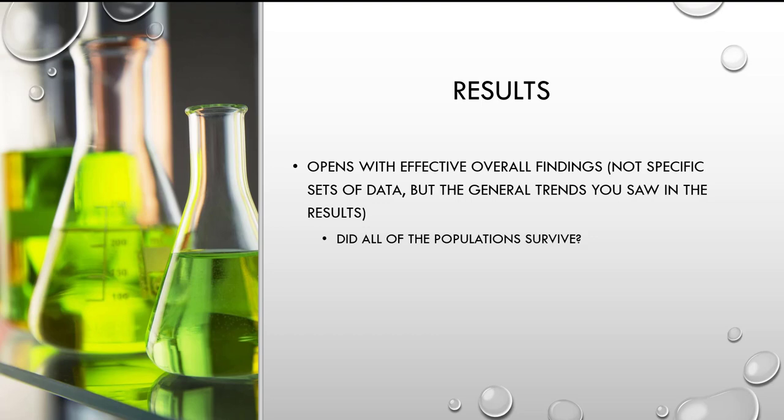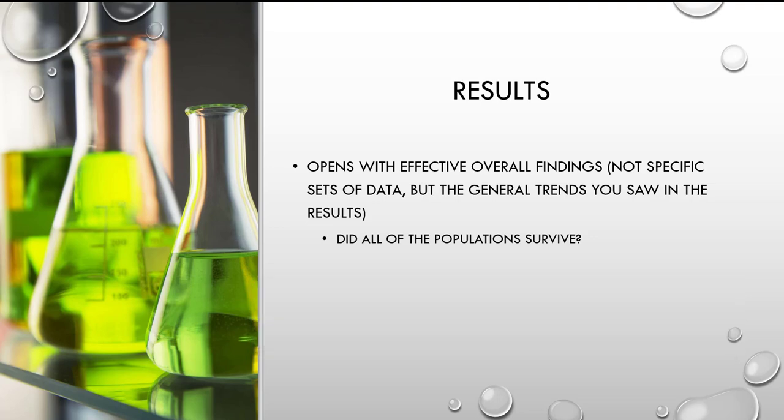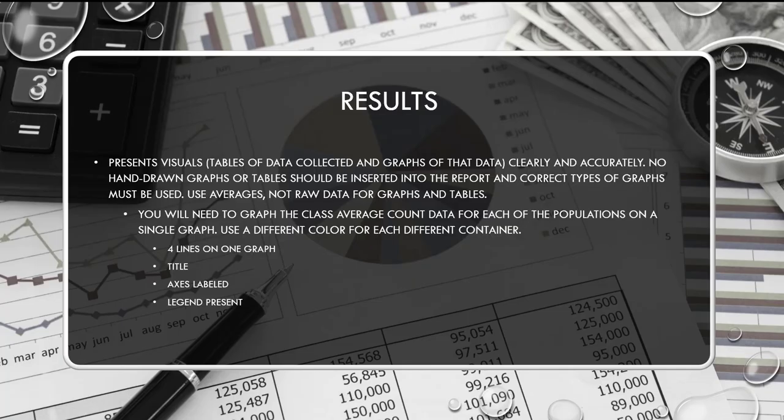For the results section, you always open with the overall findings. What are some general trends that you saw? One thing you might want to state is, did all of the populations survive? Did one stand out as surviving better than the others? You don't have to go into detail, but you can say that this treatment group seemed to outlast the other ones by far. And then you'll do your graph.